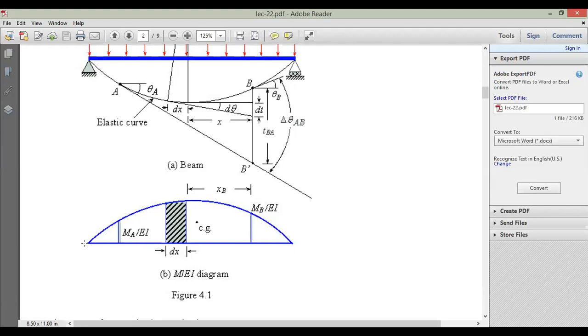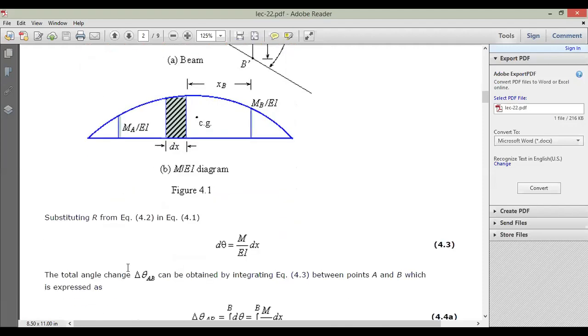Initially MA is the moment generated at the A end, then the moment generated at the B end, and then the maximum bending moment we have already calculated. Substituting these values, we will find whether this is a part of a circle or not. Now we consider this element dx. So this is x, MB by EI, MA by EI. These are the values taken, and this way we have drawn this curve.